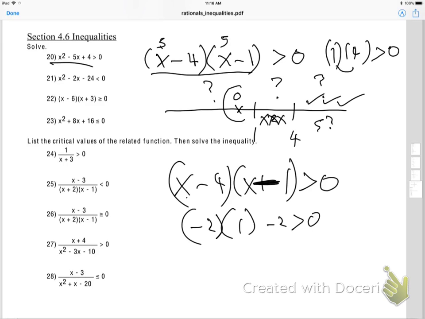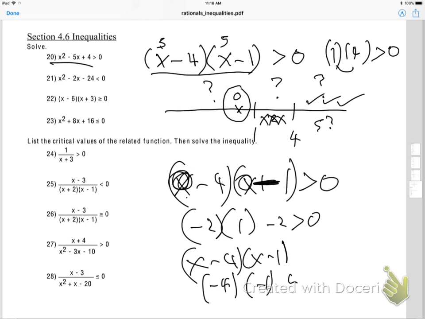Okay, well, let's just try 0. 0 is nice and easy to use, over here on the other side of the positive 1. So again, put a 0 here and a 0 there. So again, (x minus 4)(x minus 1). If I put 0 here, I get negative 4. If I put 0 here, I get negative 1. If I multiply those two together, I'll get positive 4. That is bigger than 0, so this area is good. In other words, the good areas are here and here, but not here.